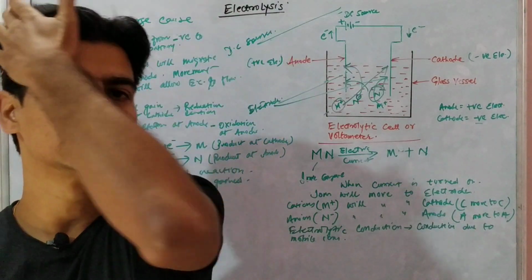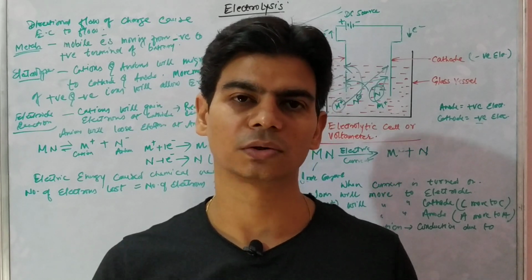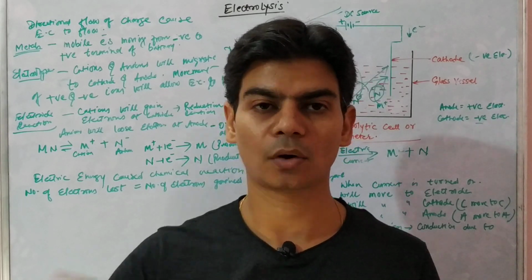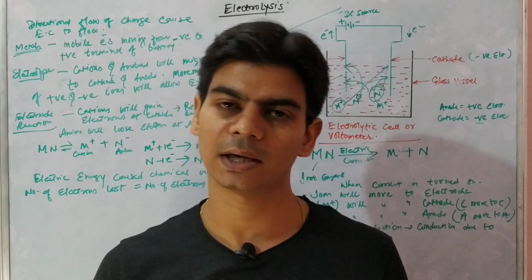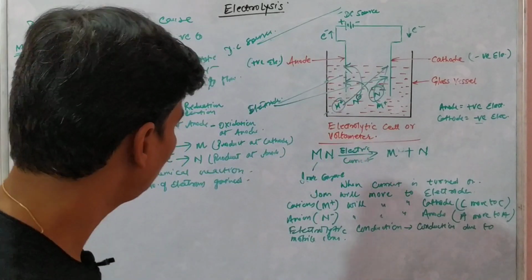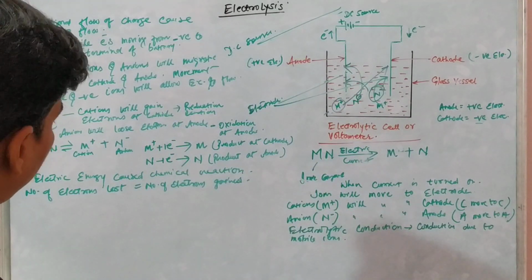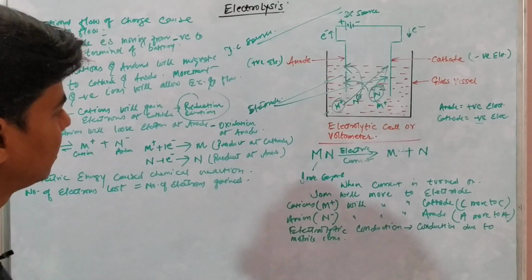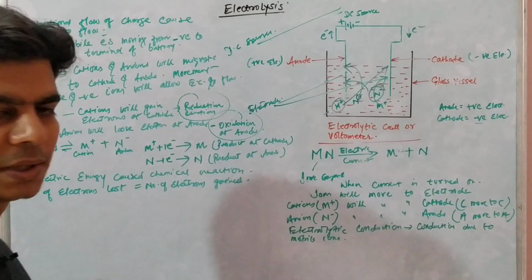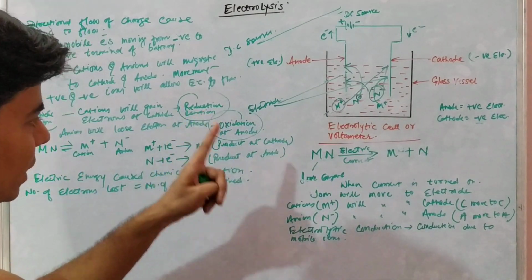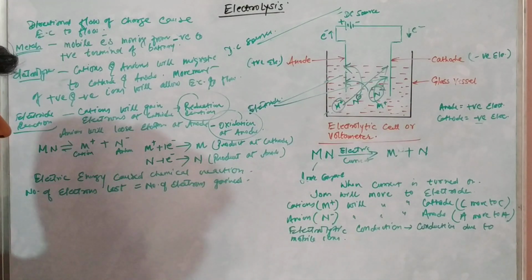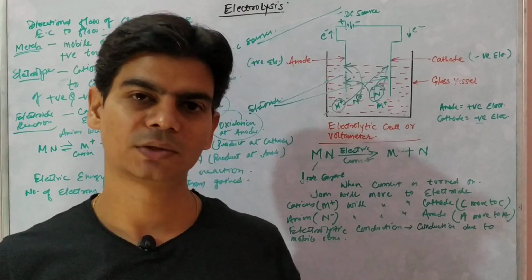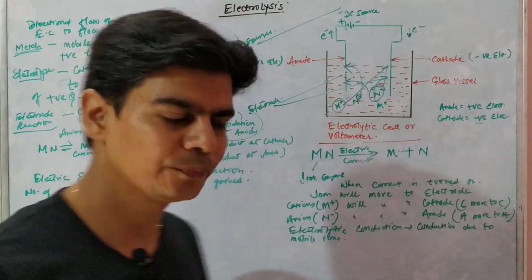Now there is one more thing. We have already studied redox reactions in previous classes. What is a redox reaction? When reduction and oxidation take place simultaneously, we call it a redox reaction, right? We have mentioned here that at the cathode reduction is taking place, and at the anode oxidation is taking place. So since oxidation and reduction are taking place simultaneously in this process, we call it a redox reaction. So we say electrolysis is a redox reaction.